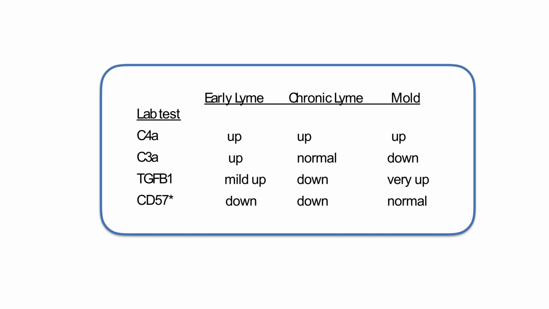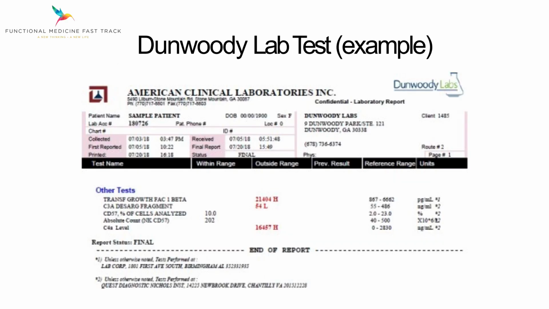So this is the classic algorithm now being used, and Dunwoody Labs have got that test down to a T to be able to put all of these together and say, okay, where are we at? Is it mold? Is it Lyme? And is that Lyme now moved into a chronic phase, or have we just picked it up and it's early? Here you can see, this is probably not as clear as it should be, but you can see in this factor C4A levels that are high, TGF-beta levels that are super high, and then you've got C3A that is low. So this is actually a mold case, and that's where we can use this to differentiate the two.